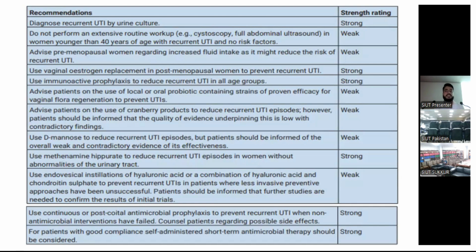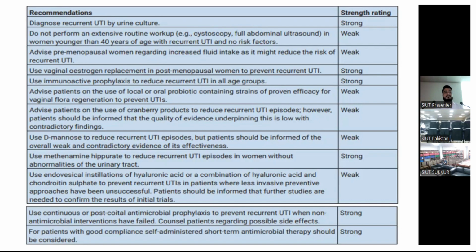As per guideline recommendation, diagnose recurrent UTI by urine culture. Use vaginal estrogen replacement in postmenopausal women to prevent recurrent UTI. Use immunoactive prophylaxis to reduce recurrent UTI in all age groups. This vaginal estrogen replacement is the local estrogen cream or ointment which we prescribe to patients with recurrent UTIs, as it helps restore the vaginal pH and its local flora, which is lactobacillus. So it acts as a protection against UTI.